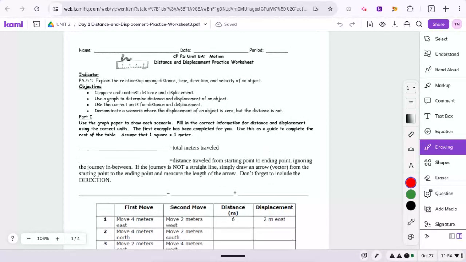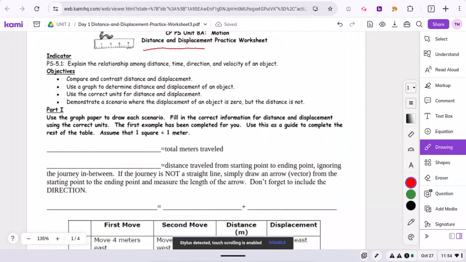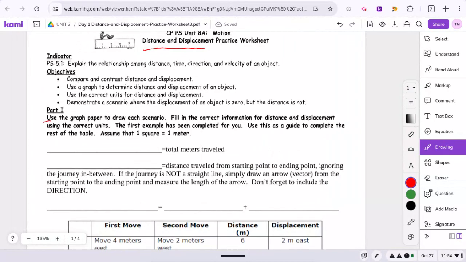Okay, this is going to review the distance and displacement worksheet packet. So you will be using the graph paper on the next page to draw each of these scenarios. We'll get started with these definitions. Remember the total distance traveled.